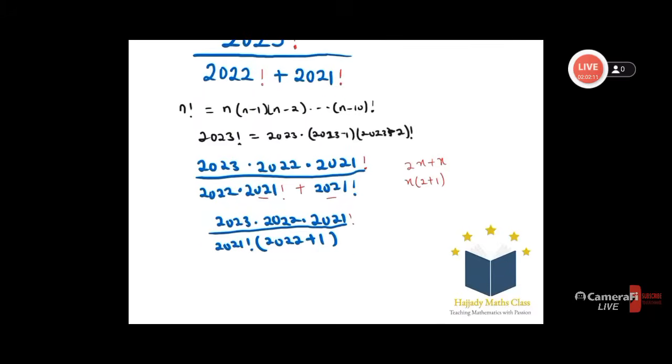With this, 2021 factorial can easily cancel out 2021 factorial. So I'm going to be left with 2023 multiplied by 2022 over 2022 plus 1, which is 2023. Cancelling out, finally my answer is going to be 2022.